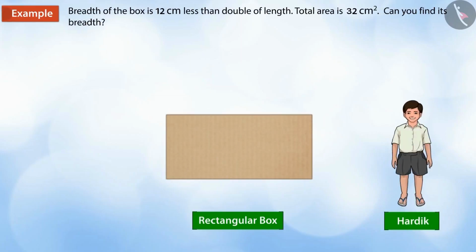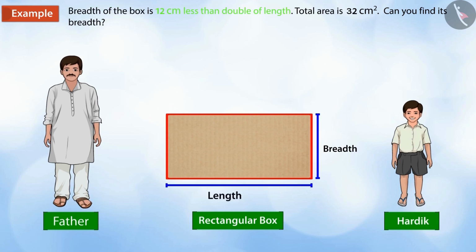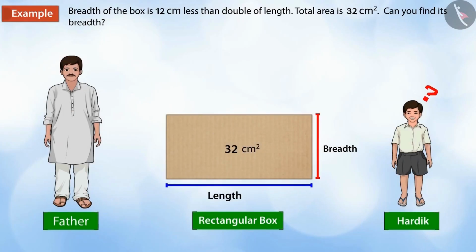After looking at a rectangular box, Hardik asks his father how much the breadth of this box is. His father says he doesn't know the breadth, but he knows that the breadth of the box is 12 centimeters less than twice its length, and that the area of the box is 32 square centimeters. So can you find its breadth? Will you help Hardik to find the breadth of the box?